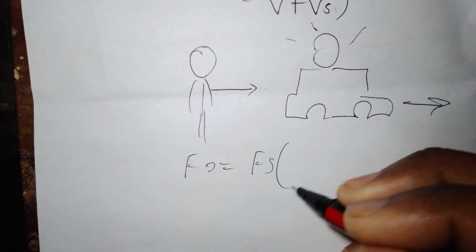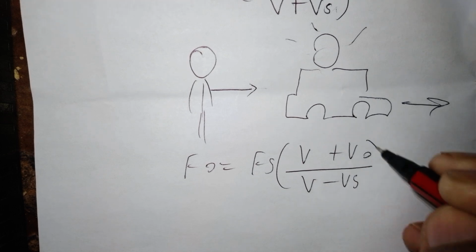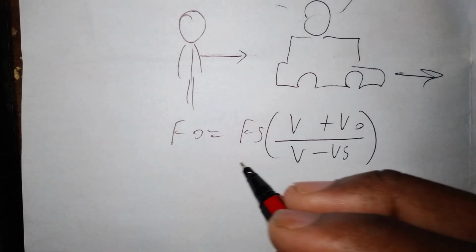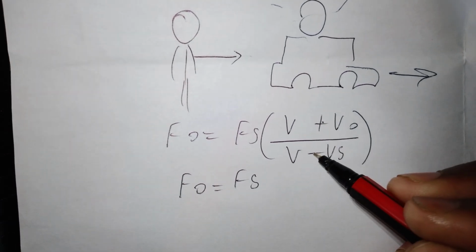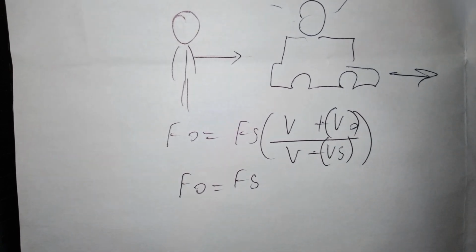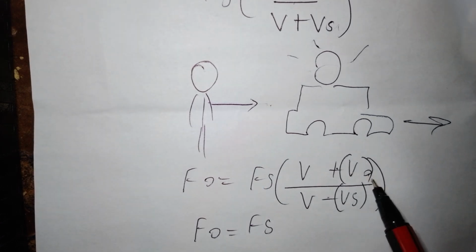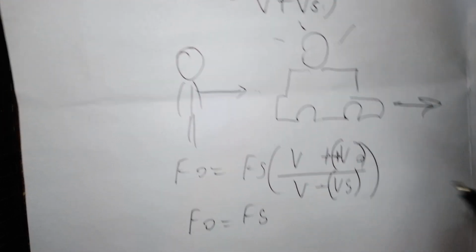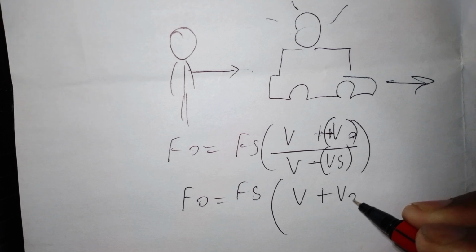FO is equal to Fs (V plus V of the observer) over (V minus Vs). Okay, then what you're going to do is this. Don't change these; open brackets and then change what is inside. This person is moving to the car, so the velocity of the observer is moving to the car, so there will be a positive here. So it will be positive times positive, which will just give us a positive. Okay, so we're going to have V plus velocity of the observer.